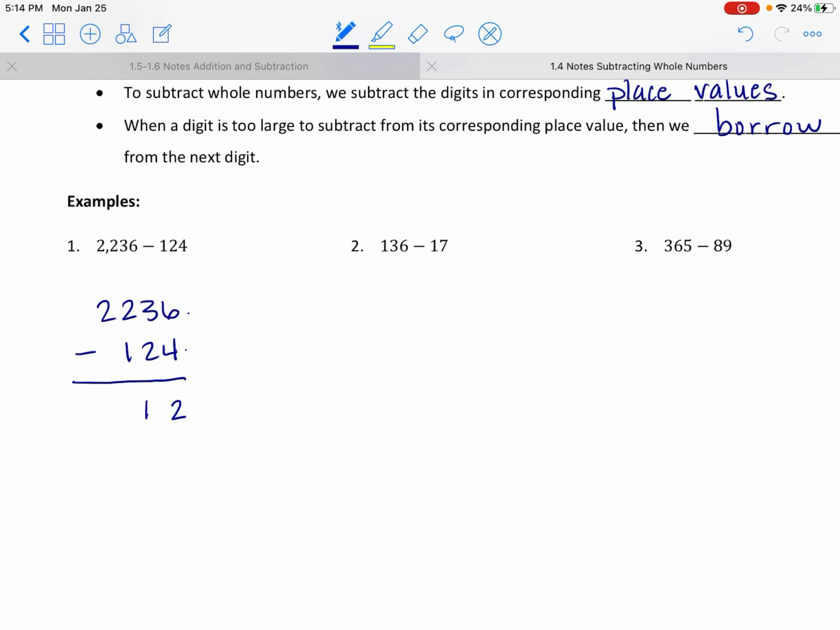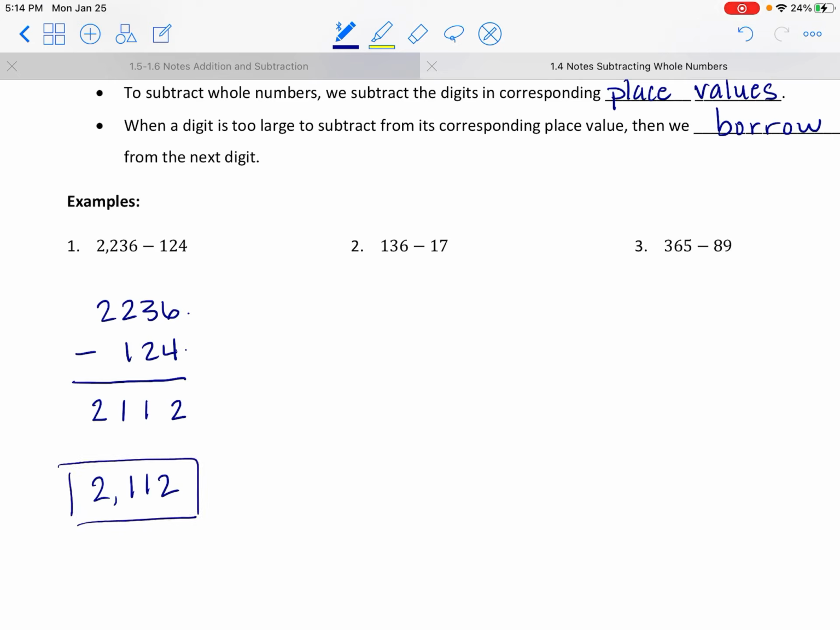And the next place value, 2 minus 1, is possible. I can take 1 from 2 and be left with 1. And since there isn't anything underneath the 2 that is in the thousands place, we'll just bring that 2 down. It's like having a 0 to subtract from it. So our result would be 2,112. Okay, no borrowing necessary.